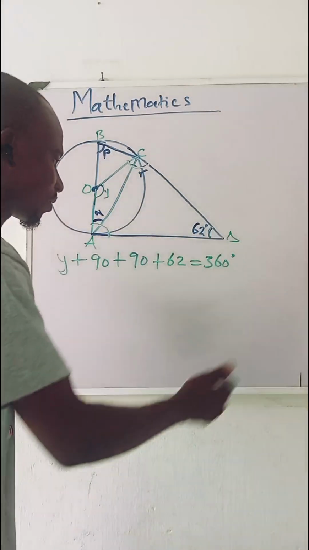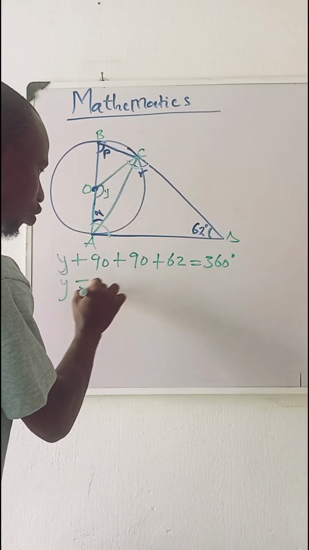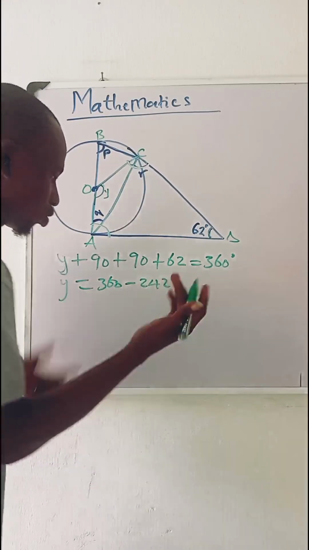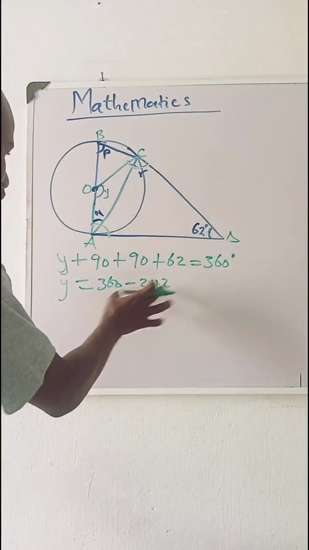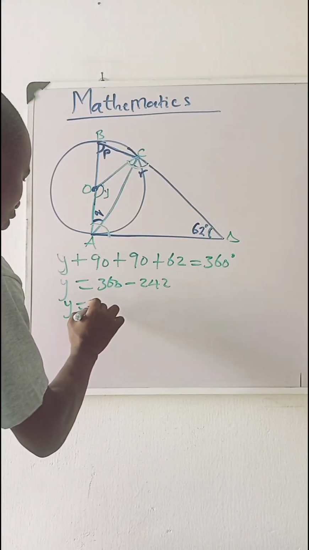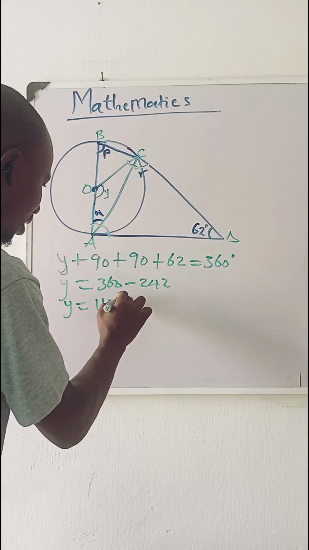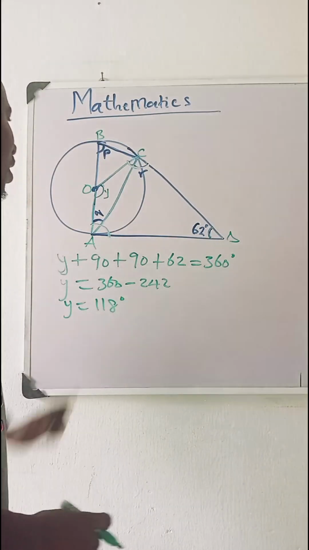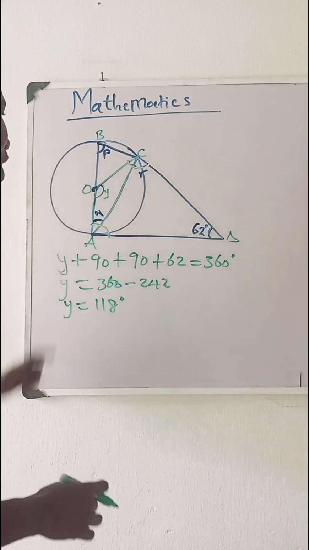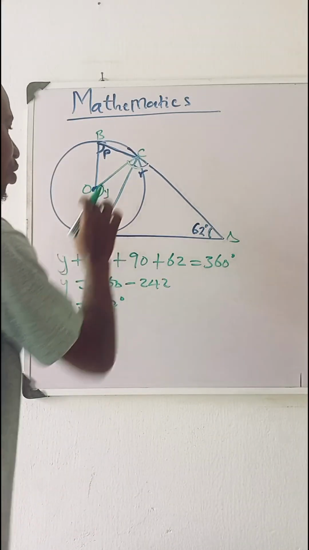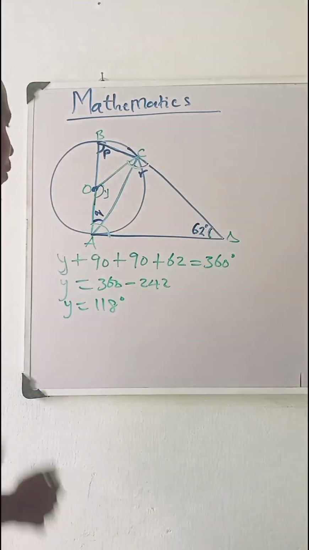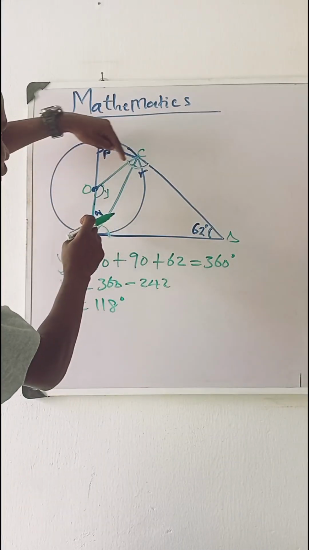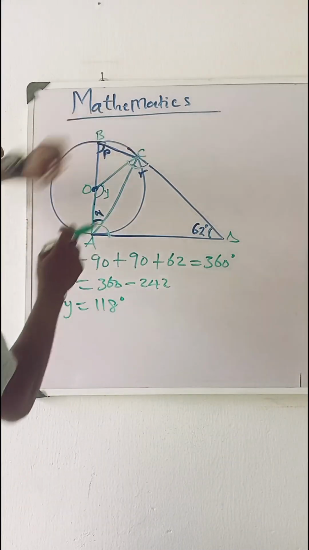All right, good. So if I calculate 90 plus 90 plus 62, I will now subtract it from 360. So I'm going to have Y is equal to 360 minus 242. Right, good. So if I subtract this, I'm going to have Y is equal to 118 degrees. Okay, good. This is my angle Y. I need Y in order to be able to solve for Q.